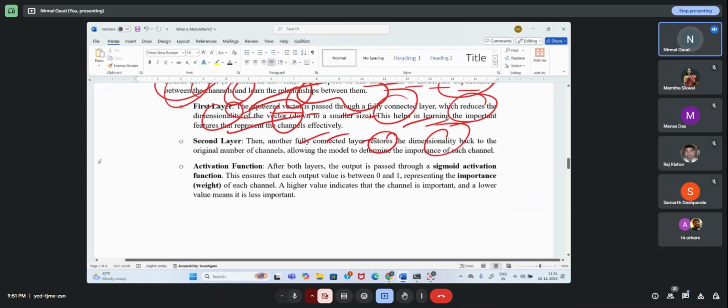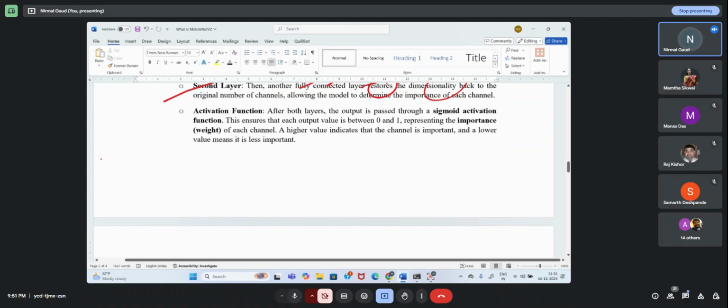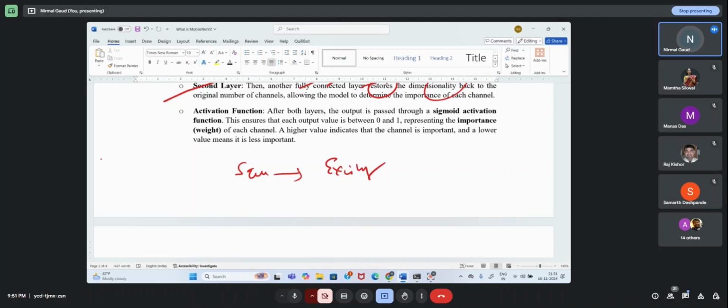So first the dimension will reduce, then the dimension will increase. So you are having two layers here. First you have to perform the squeeze, and then you have to perform excitation. Excitation: reduce the dimension, then increase.